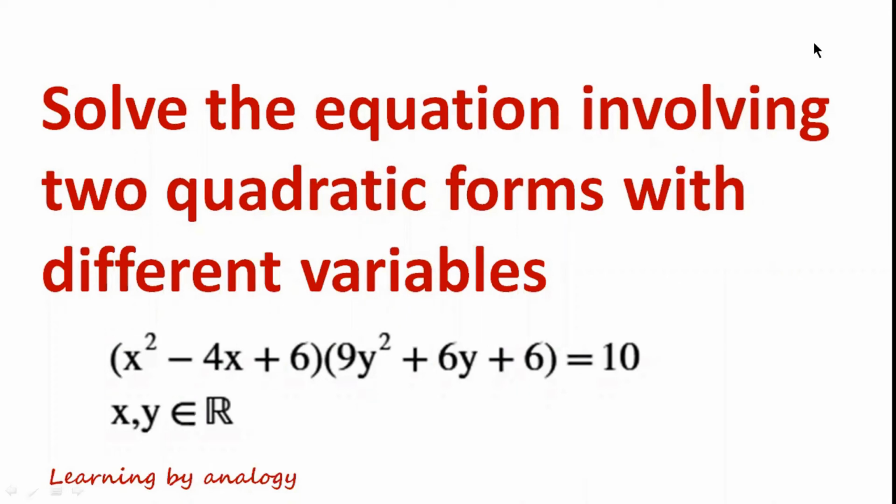Solve the equation involving two quadratic forms with different variables. X squared minus 4x plus 6 times 9y squared plus 6y plus 6 equals 10. X, y are in the set of real numbers.